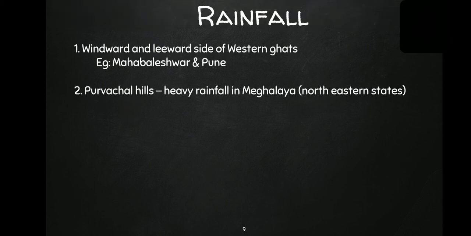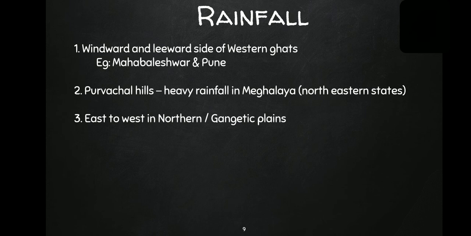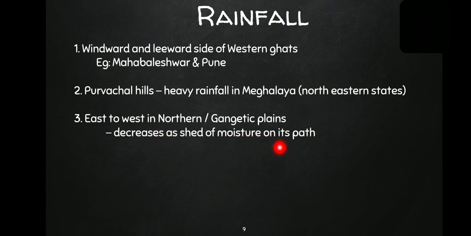Next is the east to west direction in the North or Gangetic Plains. It means that the Bay of Bengal branch blows from east to west. So in the east, the rainfall will be heavy. In the west, rainfall will be less, because on its way the moisture is shed and the rainfall becomes less. It decreases as it sheds moisture on its path. When they move from east to west, they shed most of their moisture.